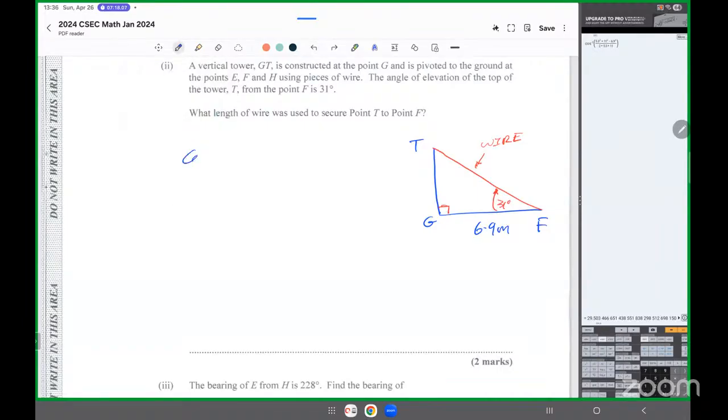So you're going to write cos of 31 degrees equals adjacent 6.9 over the wire, which is TF. The wire is TF. So to find the TF, we're going to take the TF, multiply it up here, the cos of 31 and divide it under. So we're going to get TF equals 6.9 over the cos of 31 degrees. And then work out the length of the wire right here.